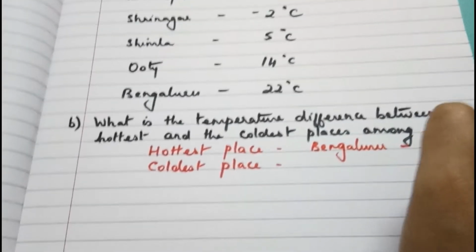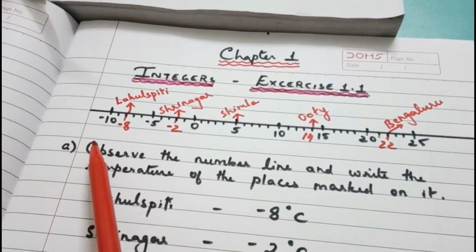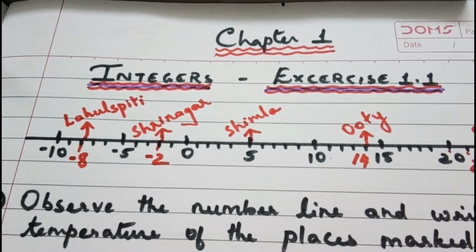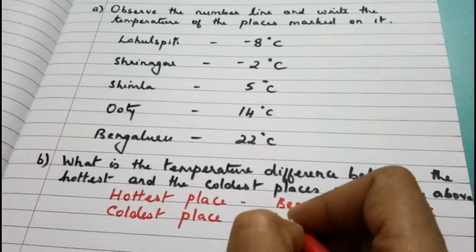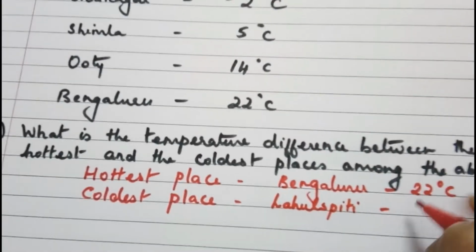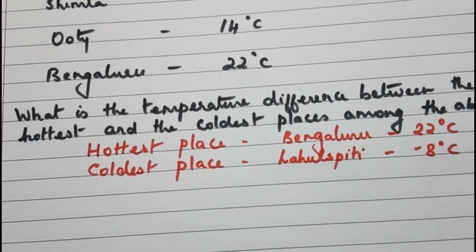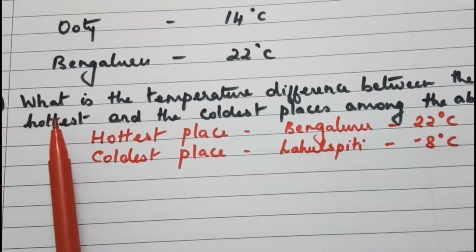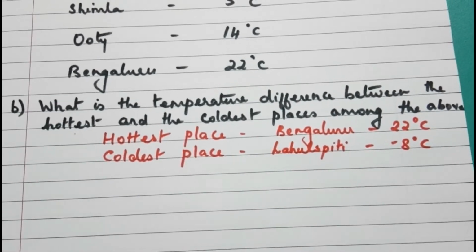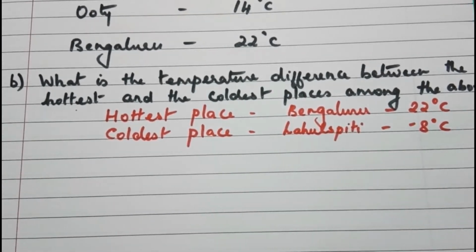with 22 degrees Celsius, and the coldest place, if we see to the extreme left, the coldest place is Lahuspati, which is -8 degrees Celsius. So we mark the coldest place as Lahul Spiti with the temperature minus 8 degrees Celsius. Now let's move towards the question they have asked. The question is, what is the temperature difference between the hottest and the coldest among the above? Now let's see how we calculate this.